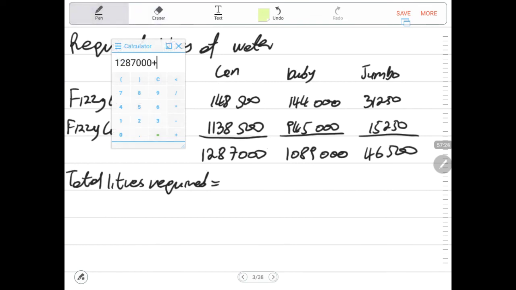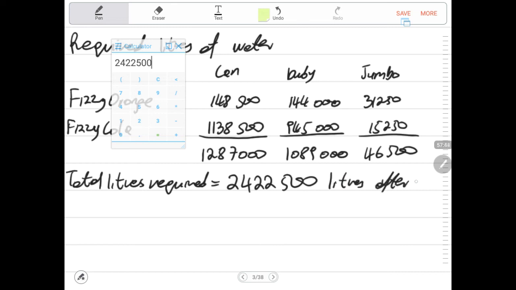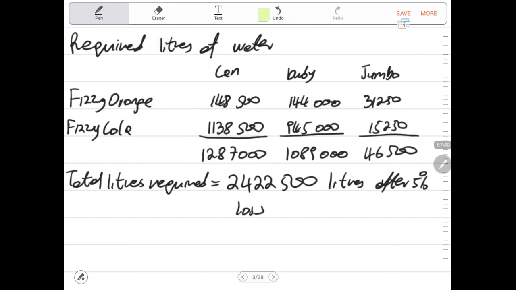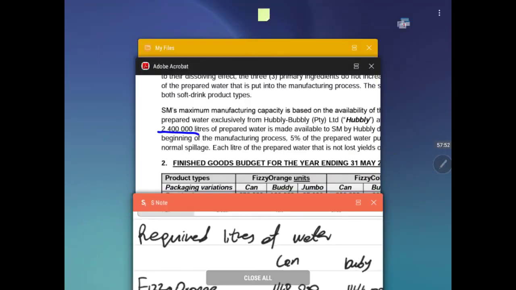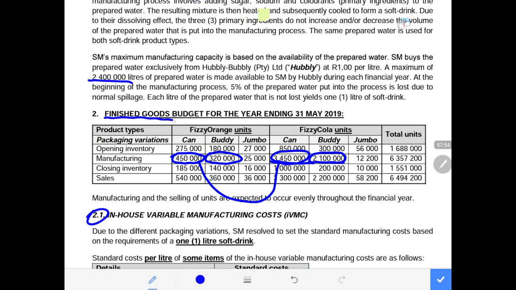Then now we need to add 1,089,000, adding all the three products, plus 46,500, and this gives us 2,422,500. Remember, these are the liters after the loss. Don't forget that, after 5% loss. Because the minute we get to finished goods, there was already a 5% loss. Our goods have already lost 5% during the process.